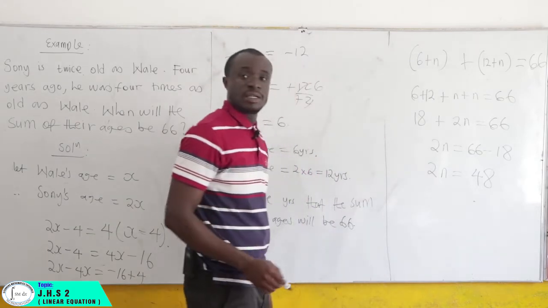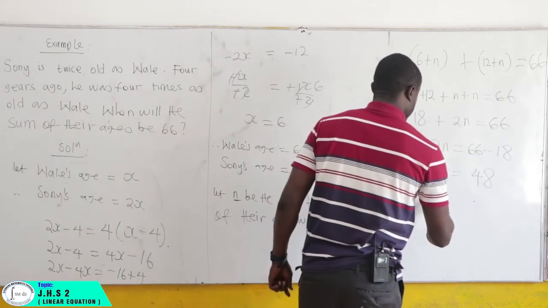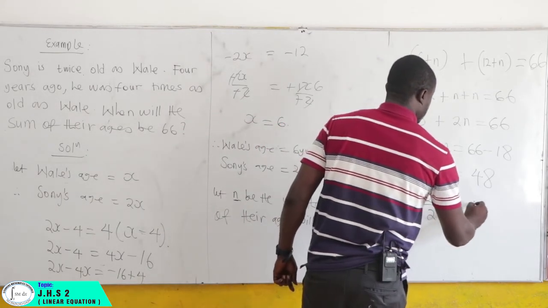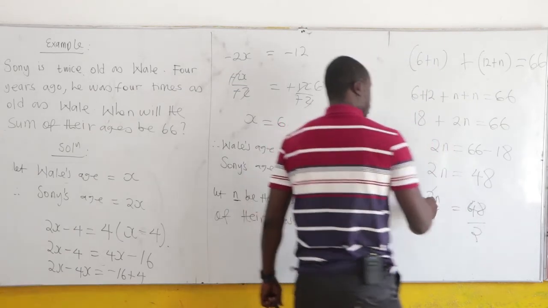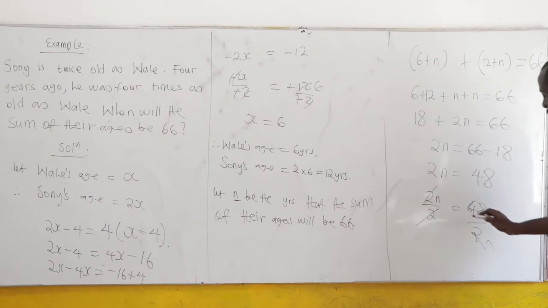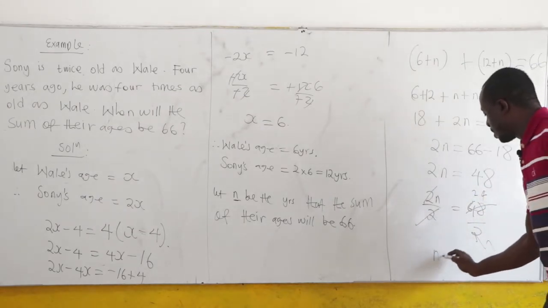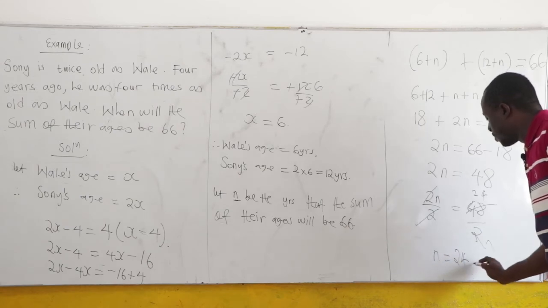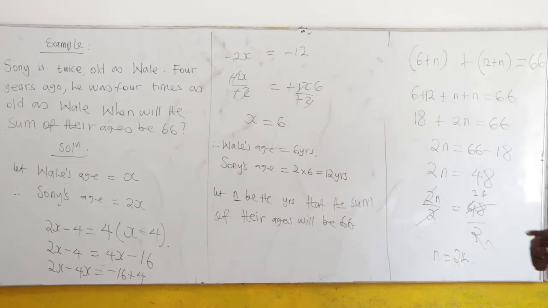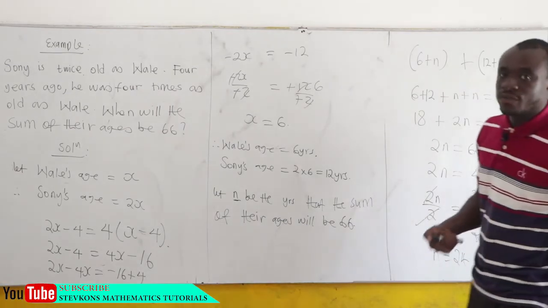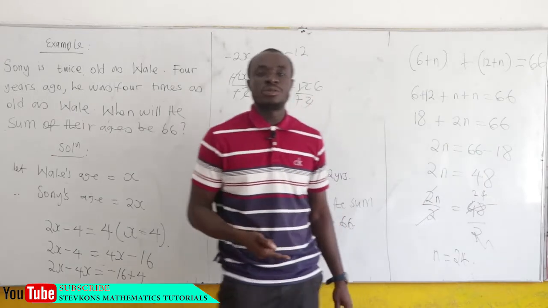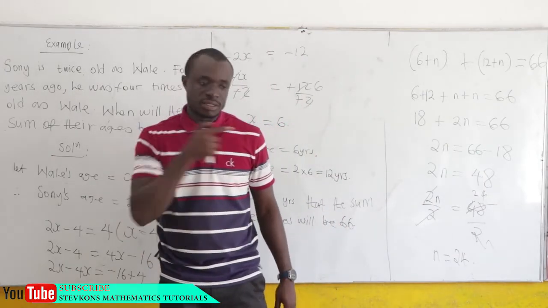We want to find n. So we have 2n all over 2 equal to 48 all over 2. This is cancelling out that. 2 will go into 2 once, 2 will go into 8, 4 times. So n is 24. There it says, when will the sum of their ages be 66? So in 24 years' time, the sum of their ages will be equal to 66.